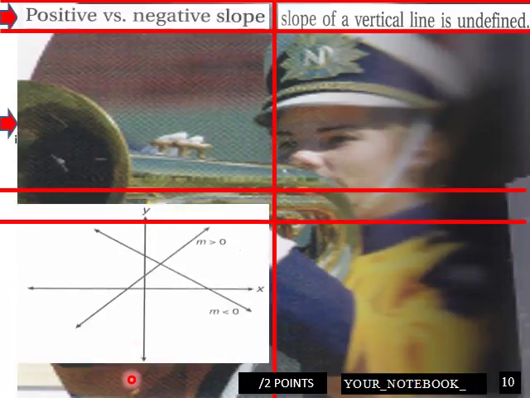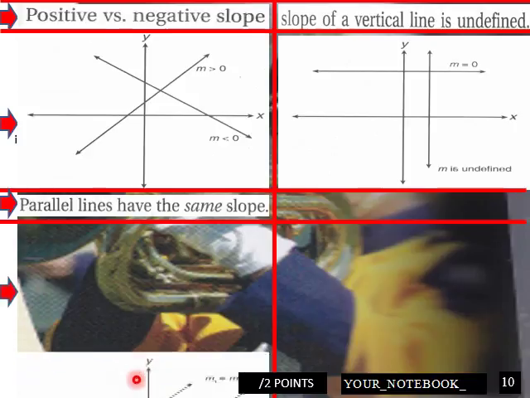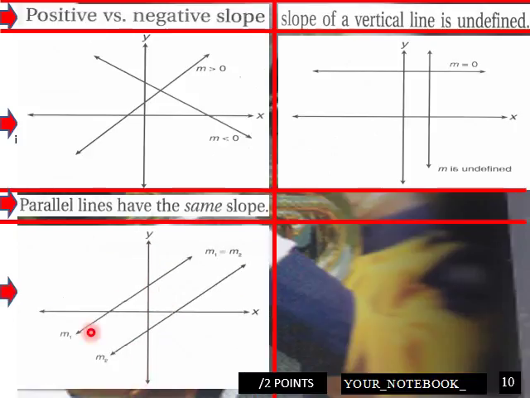Parallel lines have the same slope. So positive versus negative slope, slope of vertical lines undefined. Parallel lines have the same slope, so you have lines like this, they both have a positive slope here. They never intersect, so they are parallel. That's the definition of parallel lines.